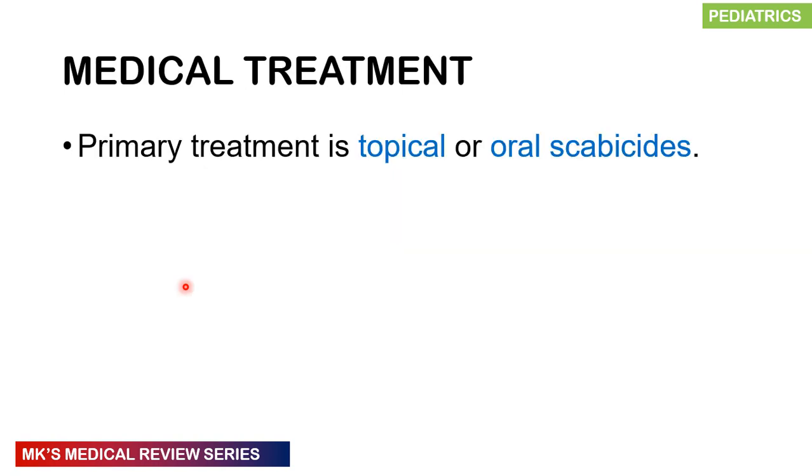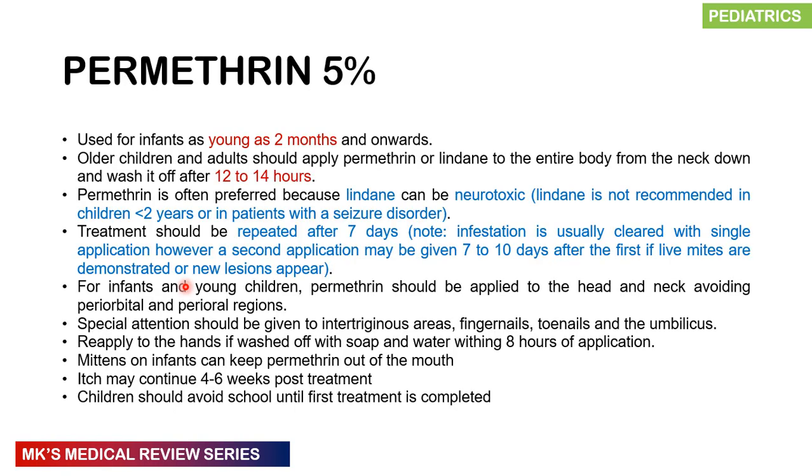Now, when it comes to the medical treatment, the primary treatment is, of course, topical or oral scabicides. We want to start with the topical ones, with, of course, our drug of choice being permethrin. Permethrin 5% can be used even in infants that are as young as 2 months going further. For the older children and adults, they should apply permethrin to the entire body from the neck downwards, and of course wash it off after 12 to 14 hours, although some literature actually cites that you can wash it out even after 8 hours. Then we want to prefer permethrin over another cream which is known as lindane.